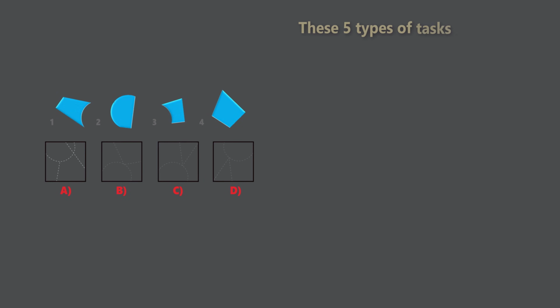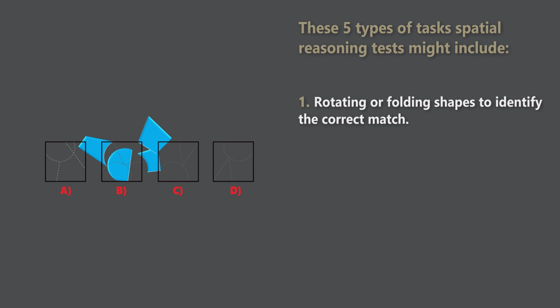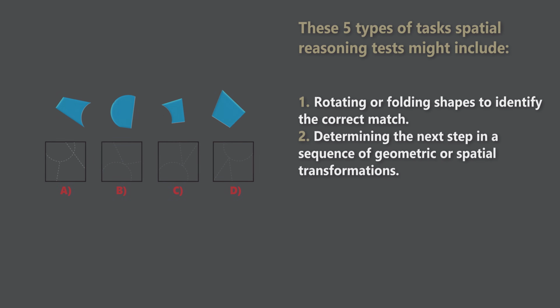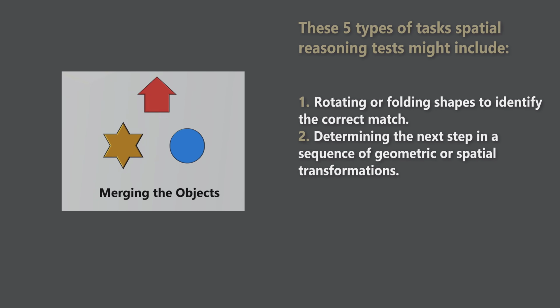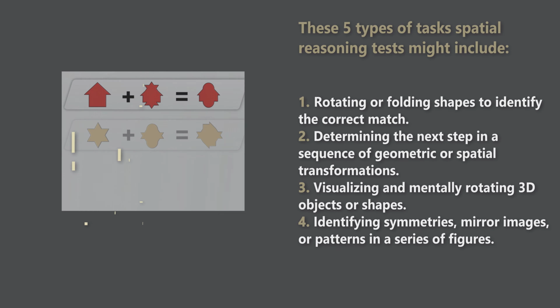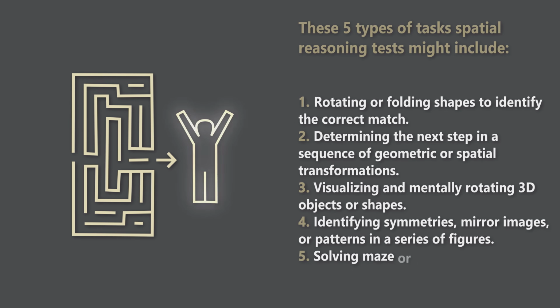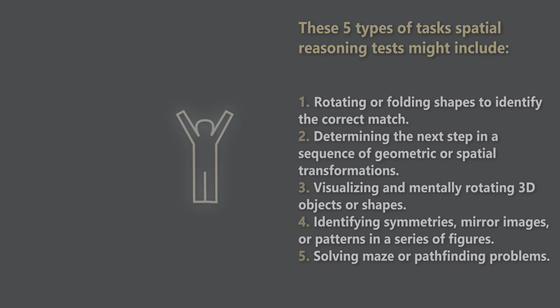There are usually 5 types of tasks spatial reasoning questions might include. Number 1 is rotating or folding shapes to identify the correct match. Number 2 is determining the next step in a sequence, geometric or spatial transformation. Number 3, visualizing or mentally rotating 3D objects or shapes. Number 4, identifying symmetries, mirror images, or patterns in a series of figures. And last but not least, number 5, solving a maze or pathfinding problem.